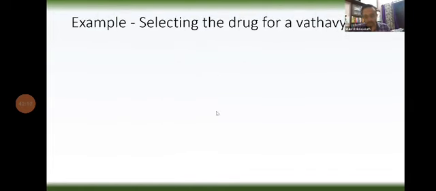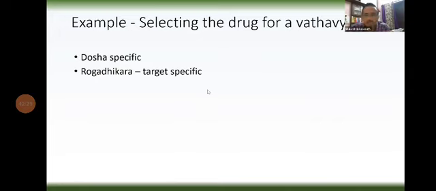So at the end of the session, I will give you an example of how we can end up in a drug selection. It should be dosha specific. So to become dosha specific, it is better to select from the respective roga adhikaras. For example, for Rakta, you can take medicine from Raktapitta, Pandu, Visarpa, or Kushta, like that. So you can select medicines from the respective roga adhikaras.